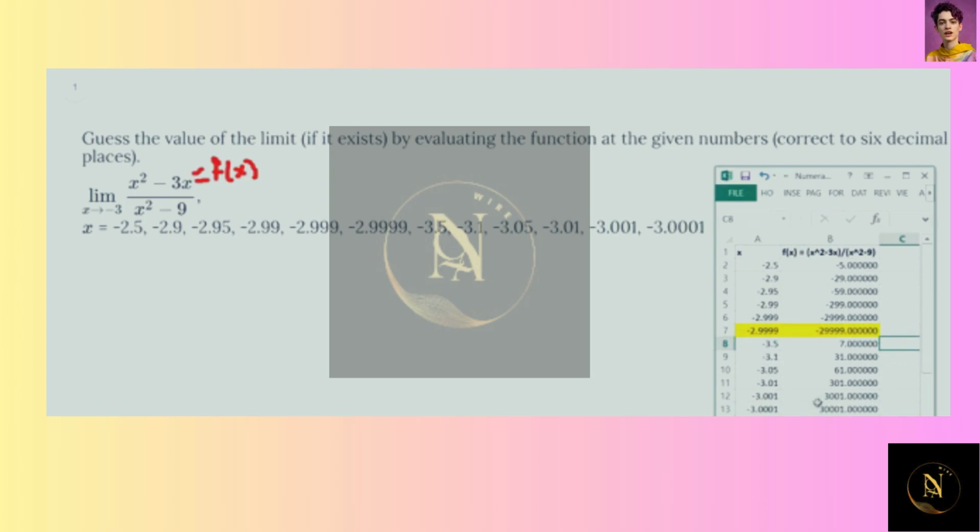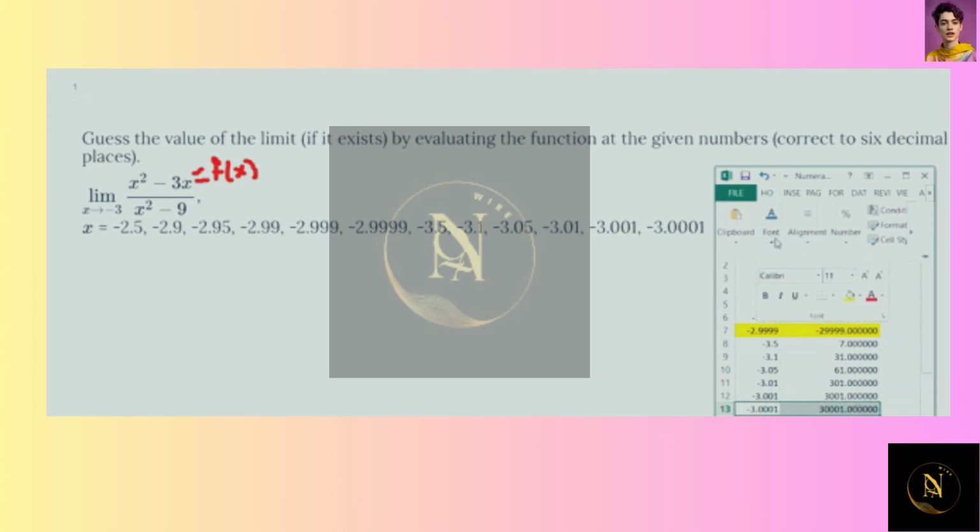We look at the other side. When we approach -3 coming from -2.5 to -2.9, we are approaching it from the right-hand side. The next values approach -3 from the left-hand side. And we see that the values of the function increase from 7 to 31 to 61 to 301 to 3001, and finally to 30,001. Since this last point is the closest to -3 from the left-hand side, we will highlight that.